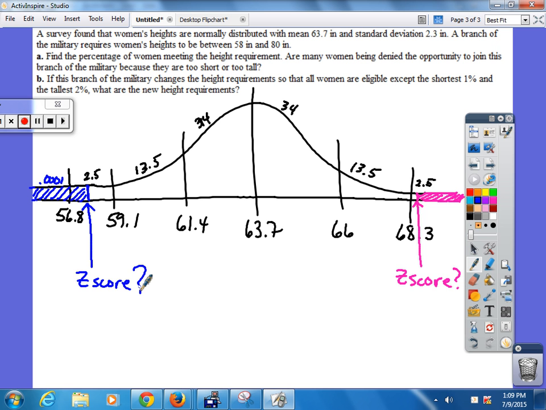So you're going to have to look for 0.0001 in your table, and that's going to be what kind of a z-score? Negative. And then you're going to have to get another z-score, a positive one, and it's got to be for the top 2%, so you have to look for 0.9800 for 98%.